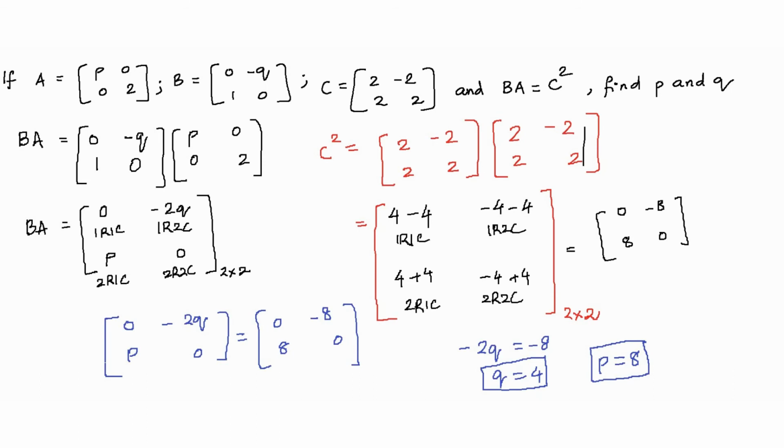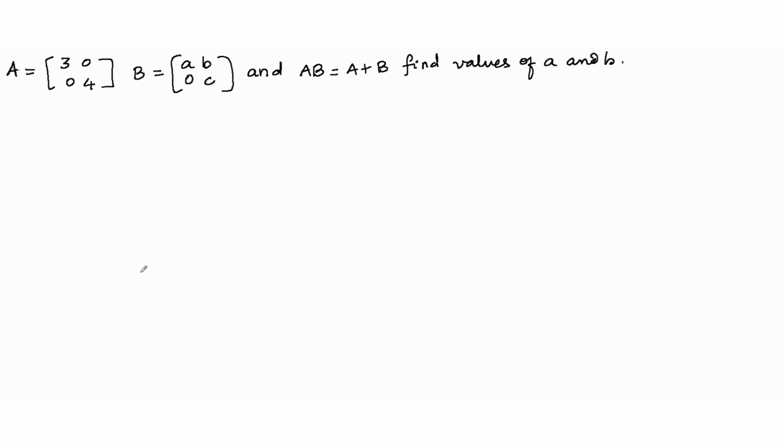Okay, moving on to the next one. So let's take a look at this question. Matrix A and B are given. It's also given that A into B is equal to A plus B. You have to find the values of A, B and C. So let us now find the right approach to solving this problem. What I will do is I will first find the value of A into B, and I will also find A plus B, and then I'm going to equate the two matrices, right?